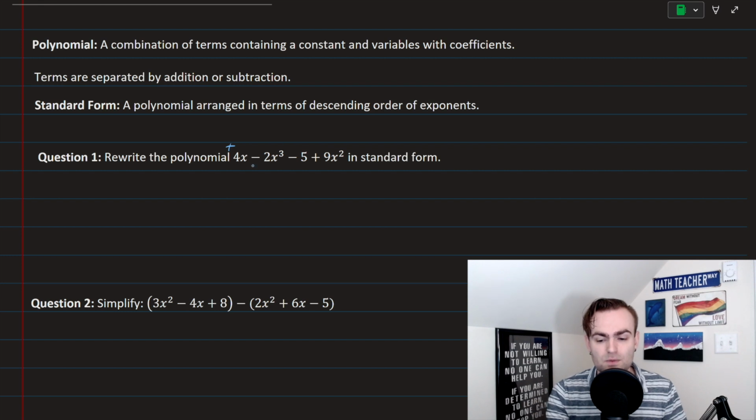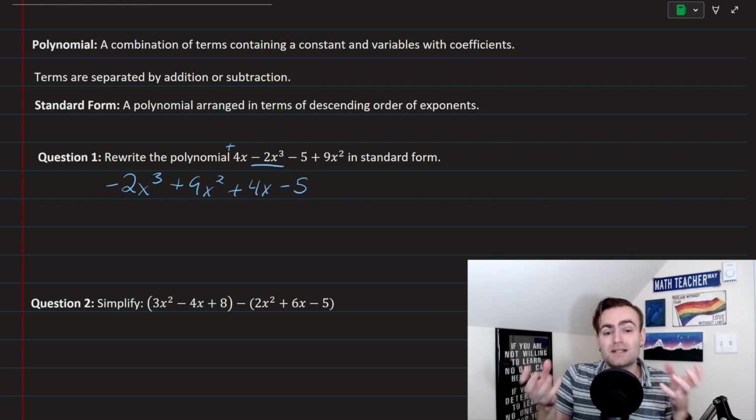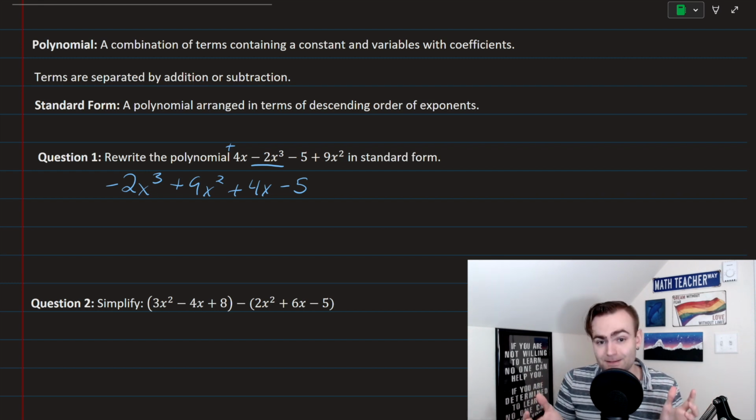So we're going to take this one here because it has the highest exponent. And we have negative 2x cubed. Next is this positive 9x squared. Then we have this positive 4x. And we have this negative 5. So that would be in standard form. Again, if it's subtraction, you just consider that term to be negative.